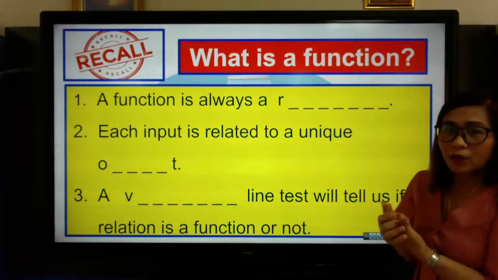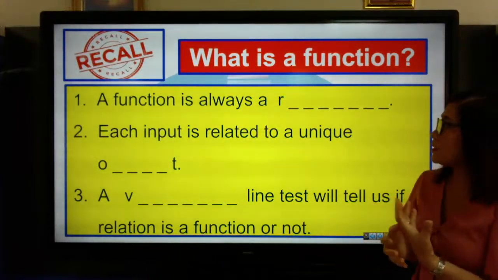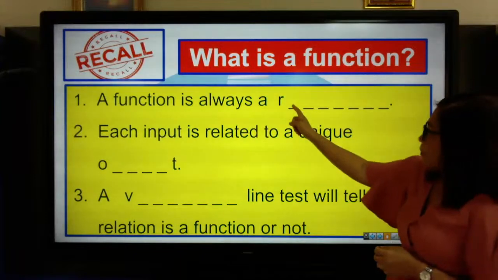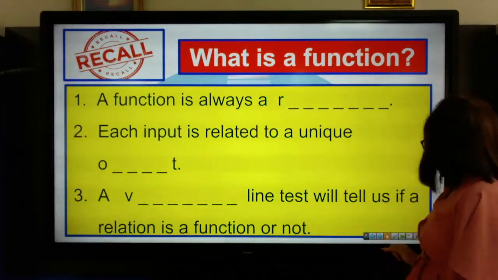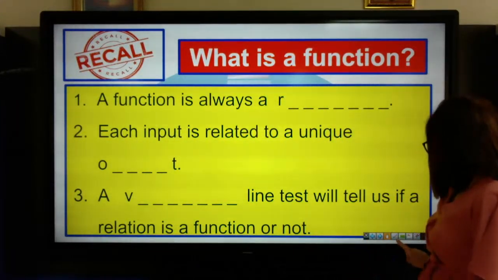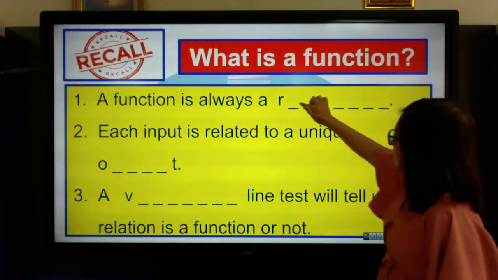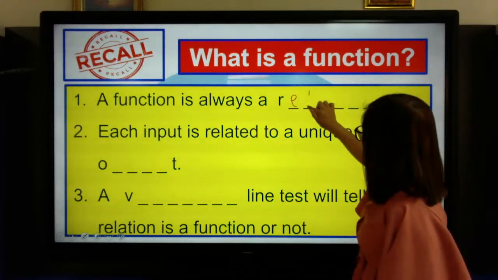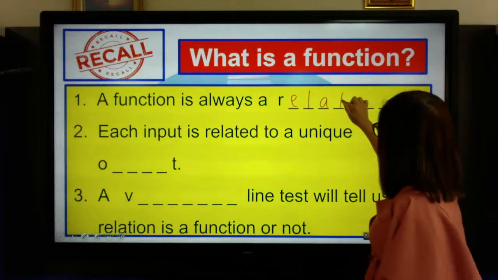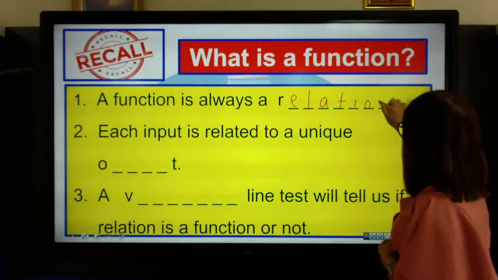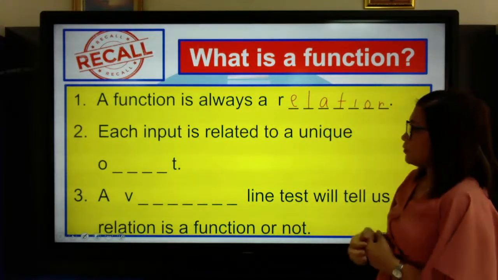Okay, so let's recall what we had last week. A function is always a R. It starts with letter R, so I'll write the answer first. So this is a relation, RELATION. A function is always a relation.